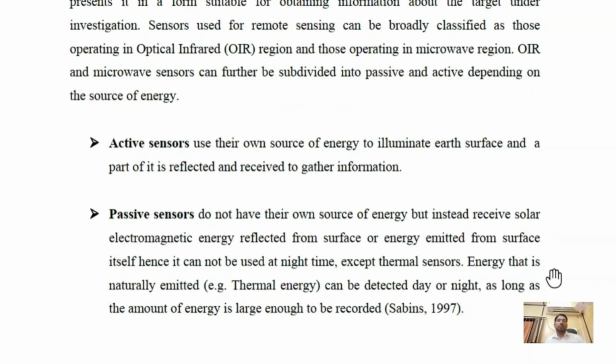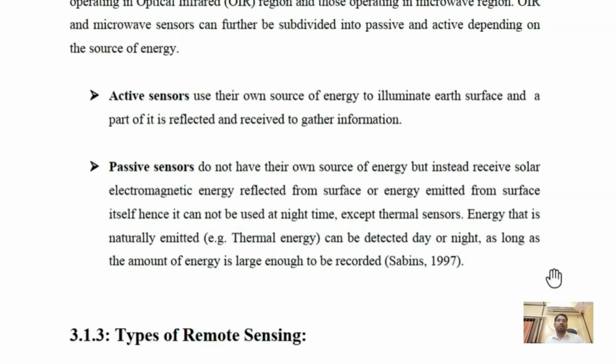Active sensors use their own source of energy to illuminate Earth's surface, and a part of it is reflected and received to gather information. Passive sensors do not have their own source of energy but instead receive solar electromagnetic energy reflected from the surface or energy emitted from the surface itself. Hence they cannot be used at night time except thermal sensors. Energy that is naturally emitted can be detected day or night, as long as the amount of energy is large enough to be recorded.